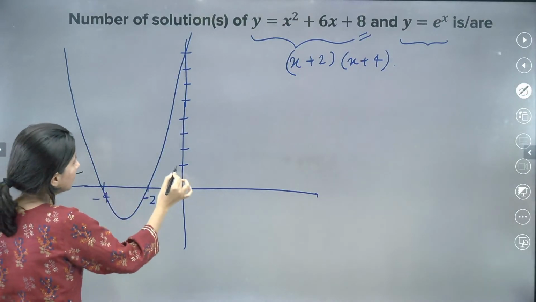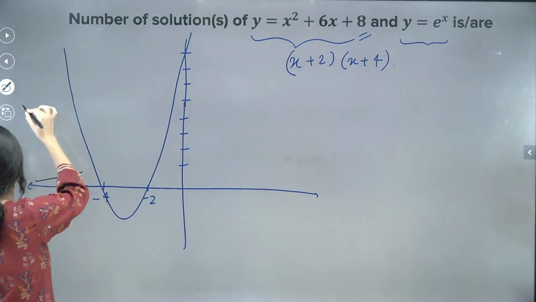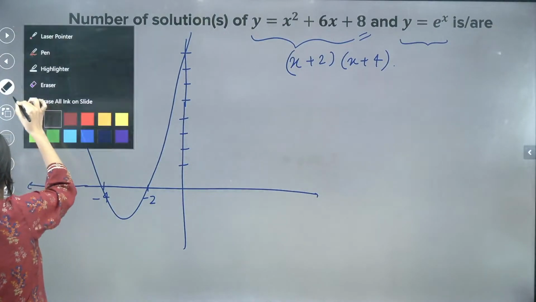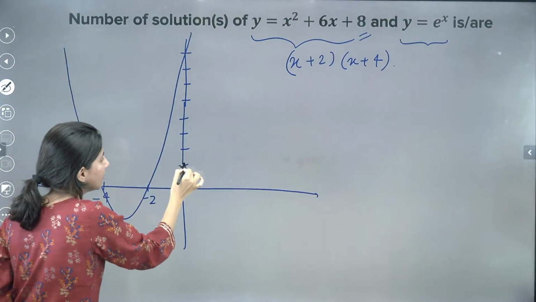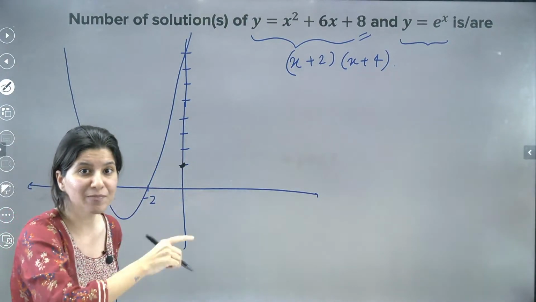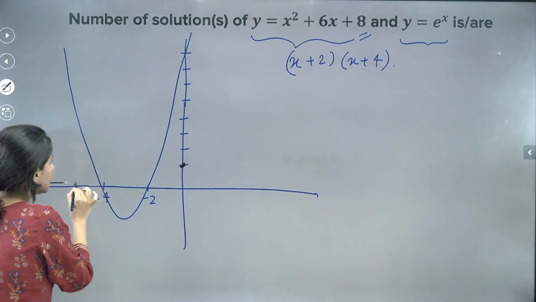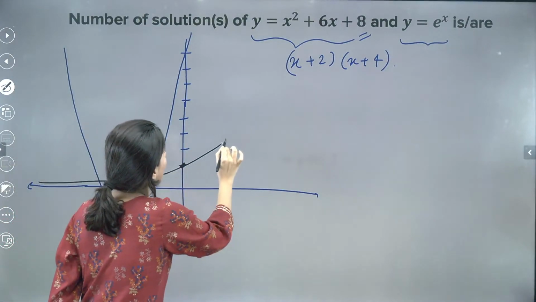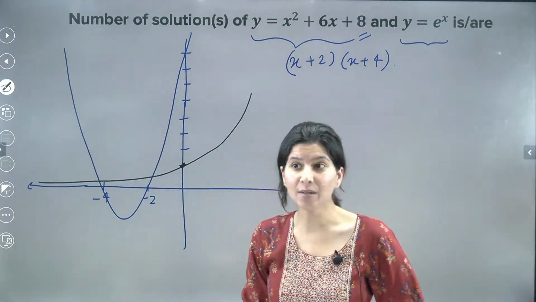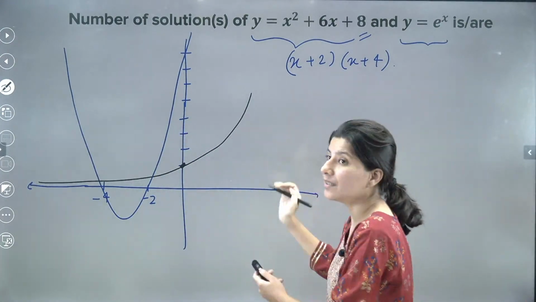So obviously e raised to power x will pass through this point. Remember I told you the exponential curve passes through 0, 1. So it will pass and it will go like this. Tell me, what will happen?